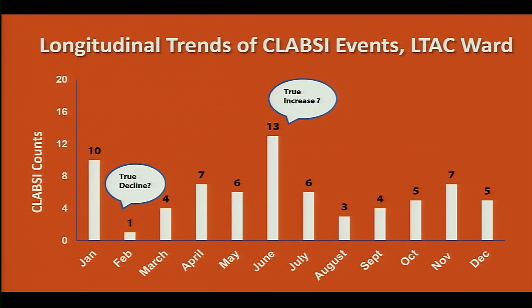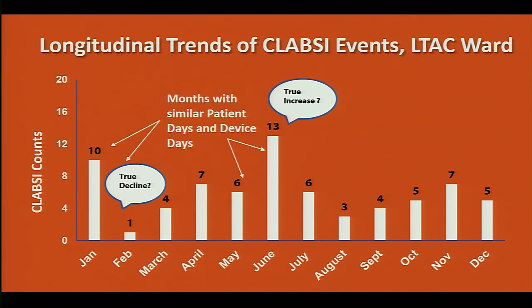So I just wanted to give an example of how to assess longitudinal trends. This slide shows CLABSI events in an LTAC ward from January through December of 2017. And as you can see, it went from 10 events in January to 1 event in February. And then it went from 6 events in May to 13 events in June. And for these months, you had similar patient days and similar device days. So you want to make sure that you check to see if these declines and inclines are accurate or if there's something going on with your data.